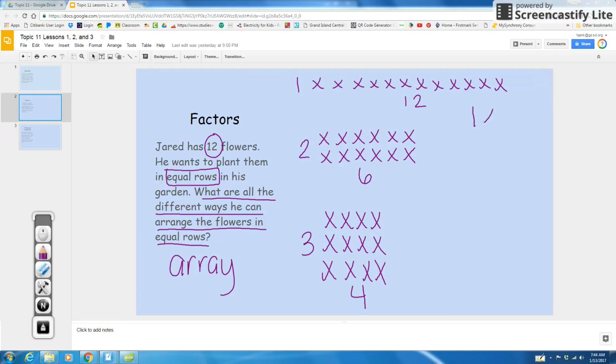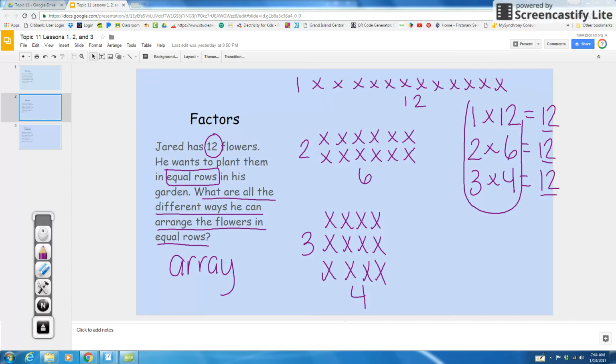I really have 1 times 12, right? 2 times 6, and 3 times 4. All of these numbers equal 12. They're all different ways to get 12. Okay, and this is where this is different from a multiple. Remember, the multiples were the answers or the product. I'm looking at my factors. I'm looking for the numbers that we multiplied to get to 12.